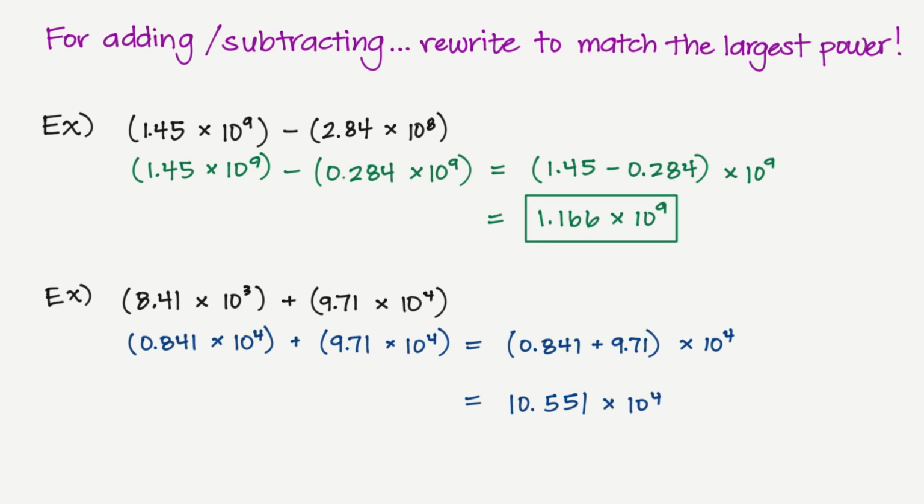But remember, in scientific notation, I can only have one value before the decimal point. So it's going to be 1.0551 times 10 to the 5th power.